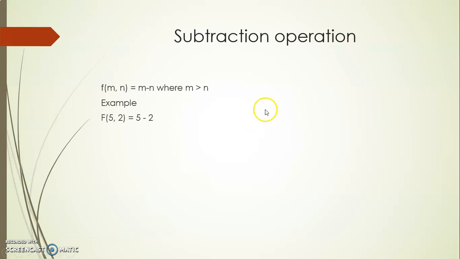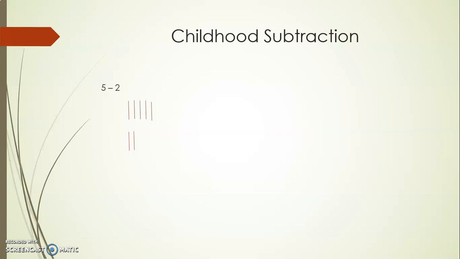So here also we have two arguments, say m and n. The output is going to be m minus n. So for example, when my operands are 5 comma 2, my output is going to be 5 minus 2. As with addition, here also we are going to represent it. Before that, we'll just recall the subtraction operation that we performed in our childhood. 5, we used to represent with 5 lines. Similarly, 2 with 2 lines, right?